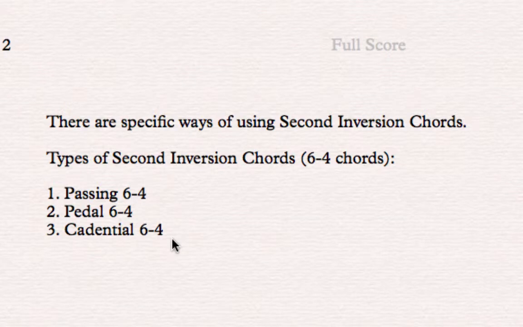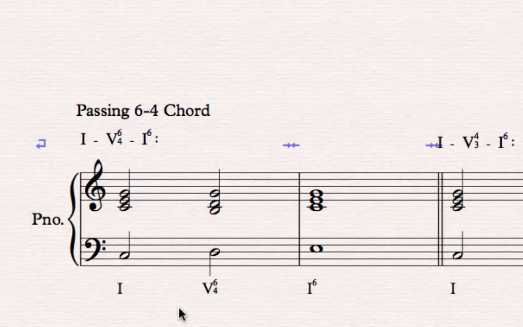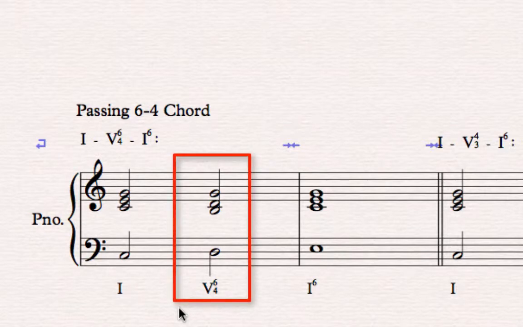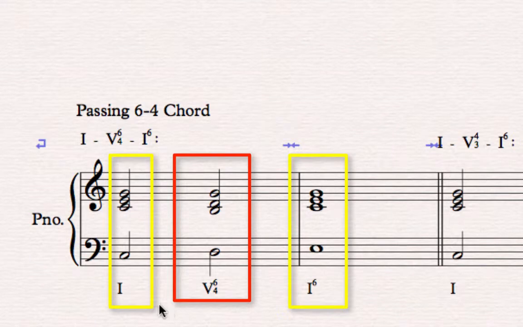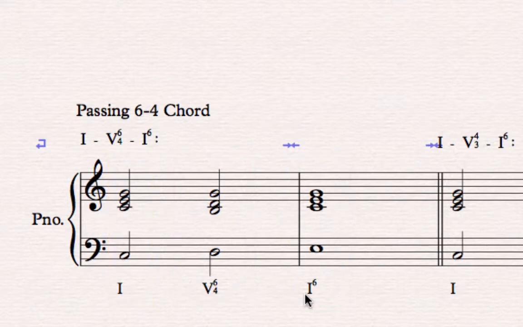Let us look at the passing 6/4 chord. A passing 6/4 chord is a second inversion chord which normally occurs in between two chords of the same kind, one in root position and the other in first inversion. We can use a passing 6/4 chord on a 1-5-1 progression. What happens is that we get an ascending bass line in this case. Let me walk you through this.